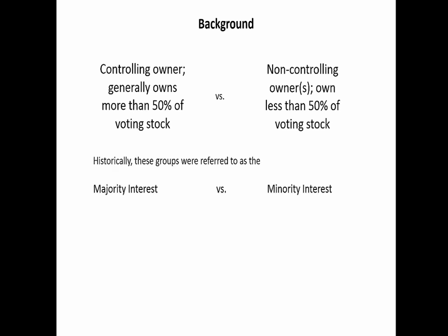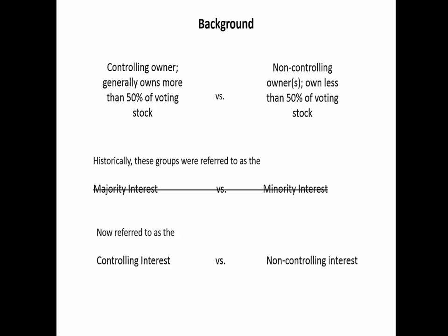Now, historically, these groups were referred to as the majority interest and the minority interest. And this was based on the general idea that control was acquired via ownership of a majority of a firm's voting stock. However, since control can be held or attained by means other than majority ownership of voting stock, it's become preferable now to refer to these groups as the controlling interest and the non-controlling interest.